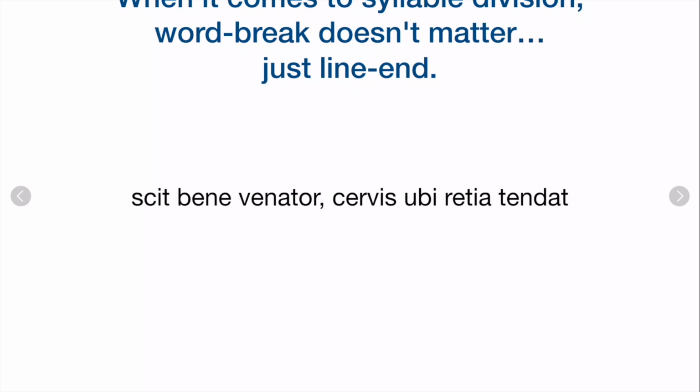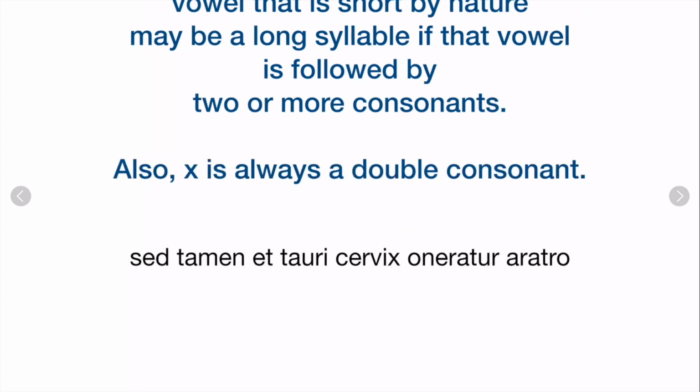All right, so remember, when it comes to syllable division, word break doesn't matter. Line end matters. When we get to the end of the line, we're done. Okay, but when we divided there, like there we happen to divide between words, right? But there we divided in the middle of the word, okay? And there, remember, for the purpose of syllable division, we were taking that S with the U.